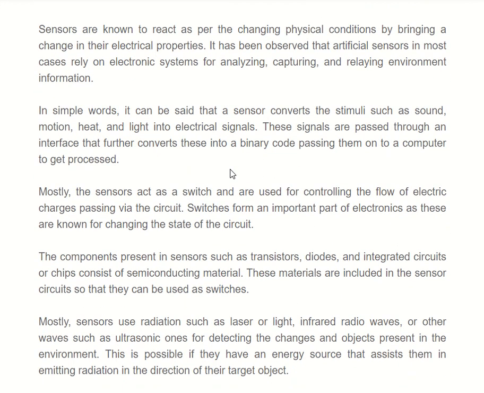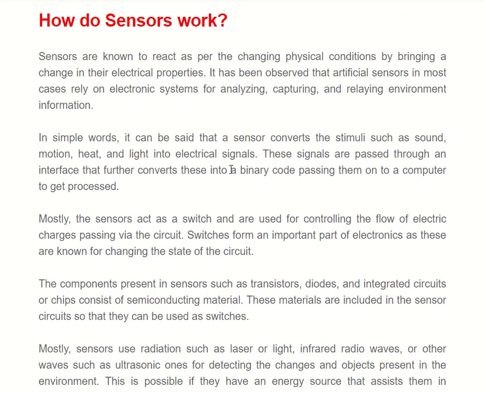Now how do these sensors work, right? We know sensors act as per the changing physical conditions by bringing a change in their electrical properties, but how? Because they rely on electronic systems a lot for so many applications, information capture, analysis. So in all these applications, sensors rely on electronic systems a lot.